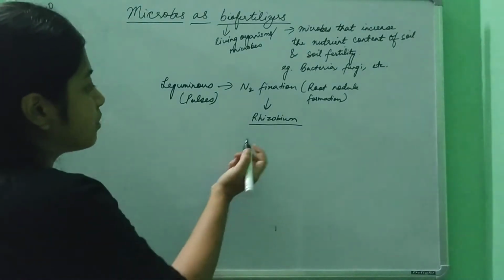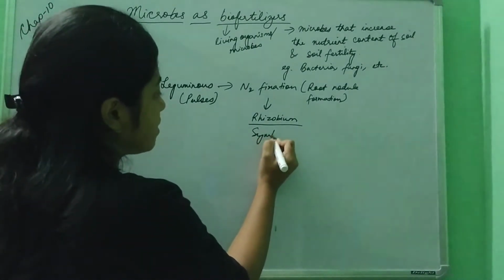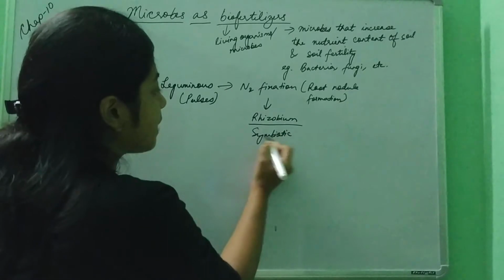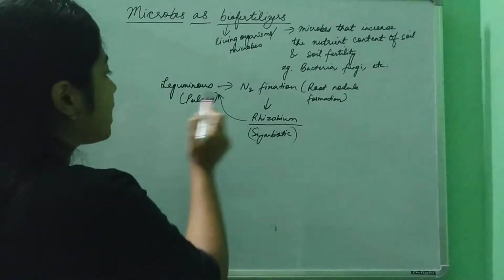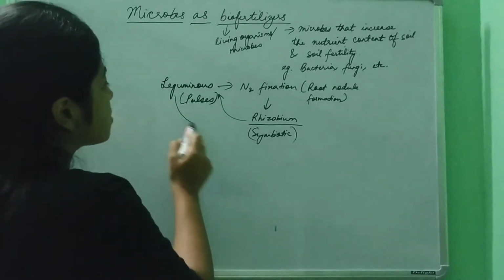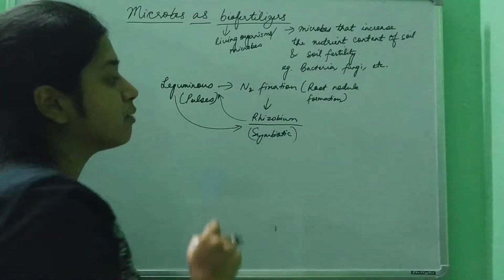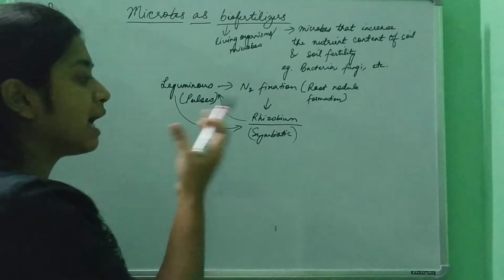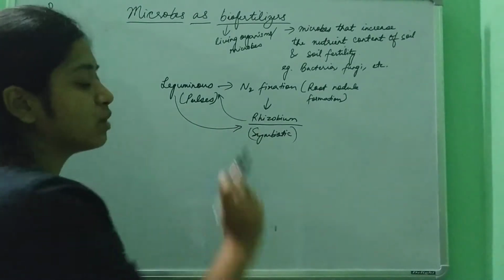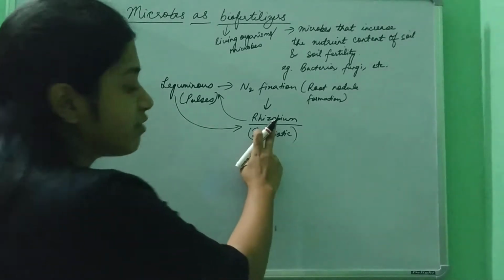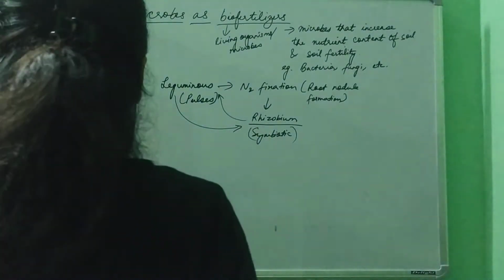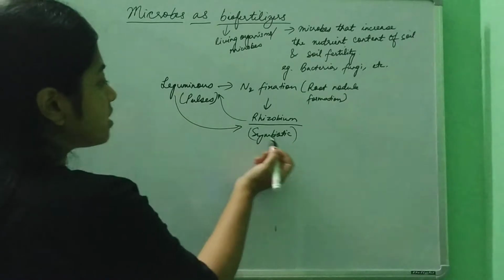Now this rhizobium is a symbiotic bacteria. Now what do we mean by symbiotic bacteria or symbiosis? The rhizobium will help leguminous plants. The leguminous plants also will in return help the bacteria. So they mutually help each other and that relation is known as symbiosis. So this is an example of biofertilizer, rhizobium. Another example, this is symbiotic.